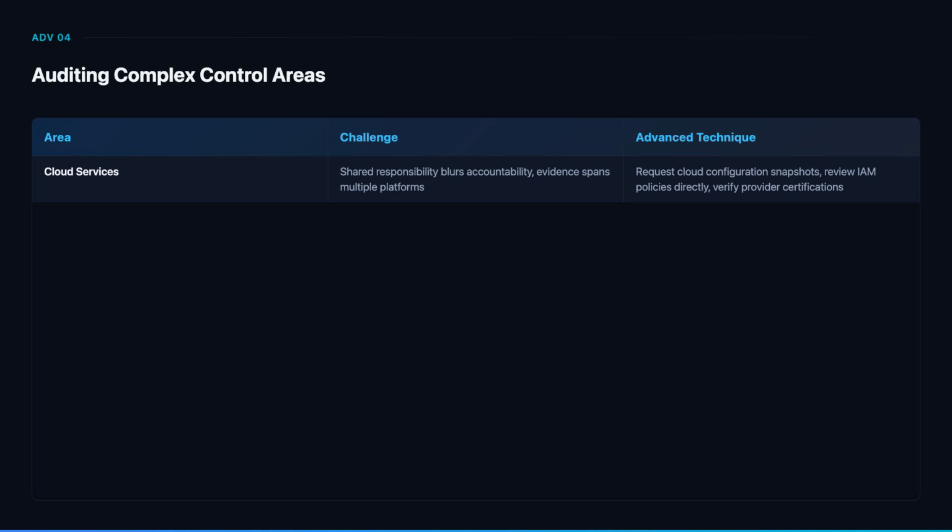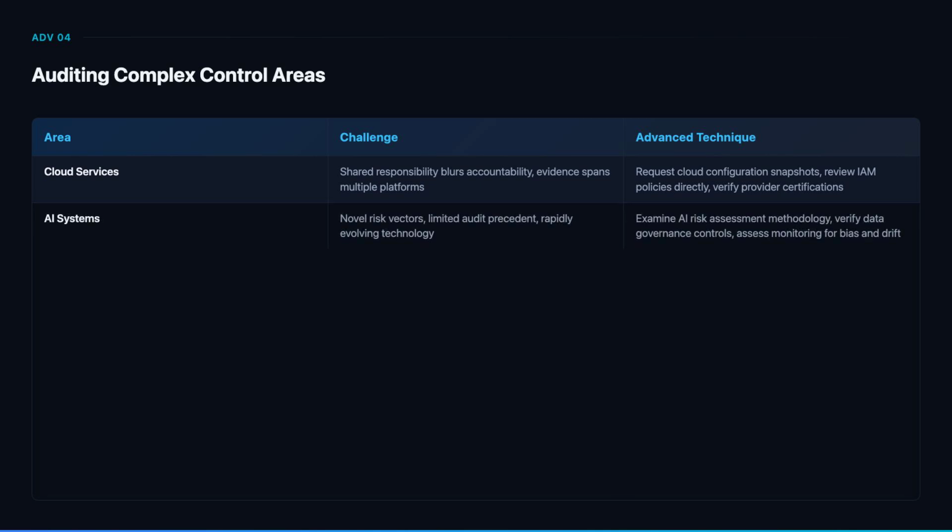Those are separate assurances. Auditing AI systems within an ISMS requires examining how AI-specific risks were assessed, whether training data governance controls exist, how model outputs are monitored for bias and drift, and whether AI ethical considerations are addressed. This is a rapidly evolving area with limited audit precedent, so focus on the risk assessment methodology and evidence that the organization is actively managing AI-specific risks.